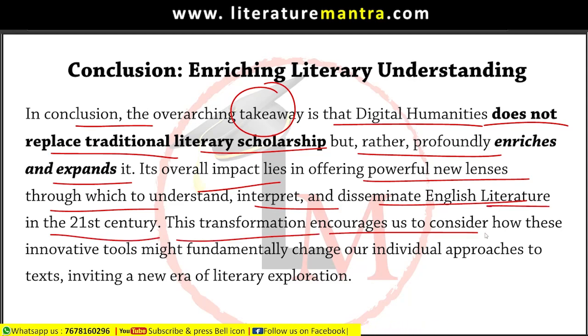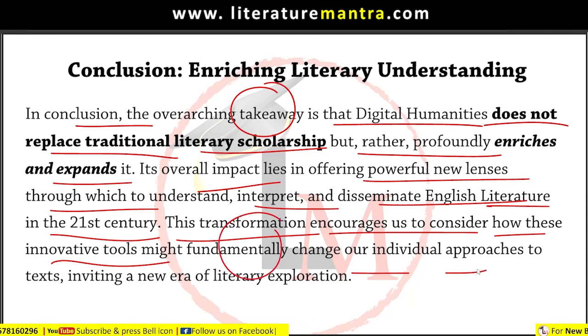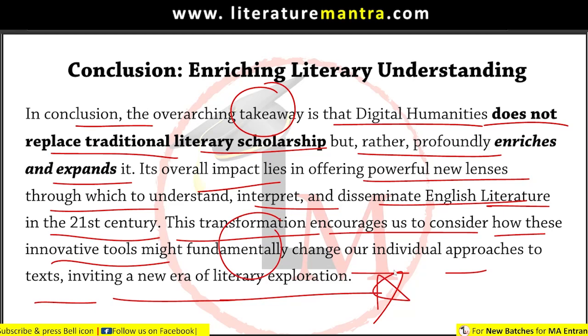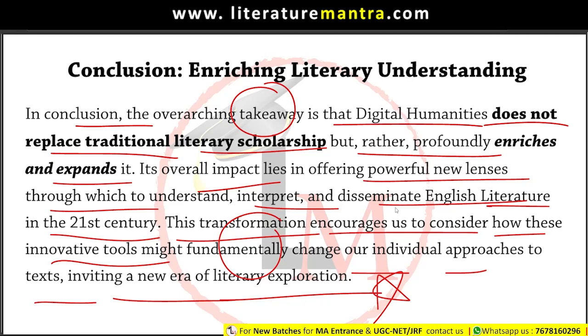This transformation encourages us to consider how these innovative tools might fundamentally change our individual approaches to texts, inviting a new era of literary exploration. Okay, so literature is always about giving new interpretations, offering new perspectives, and digital humanities will be very very helpful in this regard.